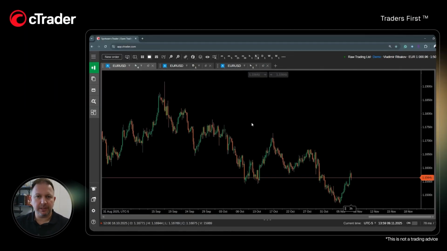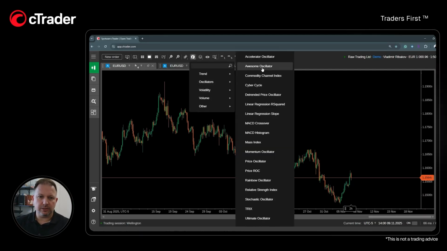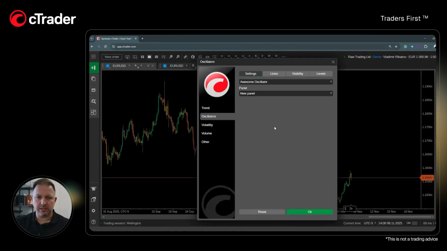Where do you find this indicator? How do you use that in the platform? Very easy, very simple. Let's take a look. You go to the indicator section, the icon of F, go to oscillators, and of course the second from the top is our Awesome Oscillator.